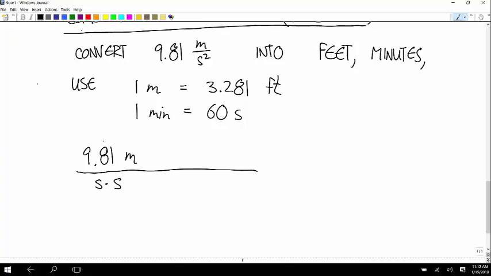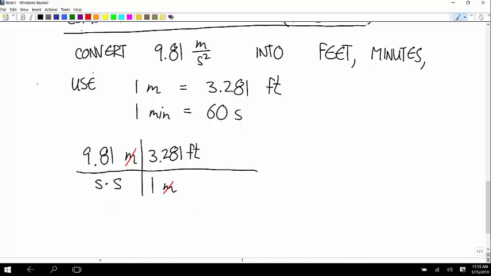So I guess I'll do meters to feet first. 1 meter is 3.281 feet. So we're going to either have 1 meter over 3.281 feet or the reciprocal of that. We want to cancel the meters. So that means the meters have to be in the denominator. We have 1 meter there, 3.281 feet in the numerator. Now we've gotten rid of the meters and our units of length are feet. So that's good. We're on our way.